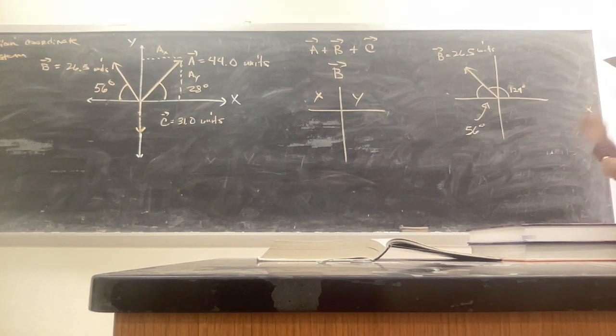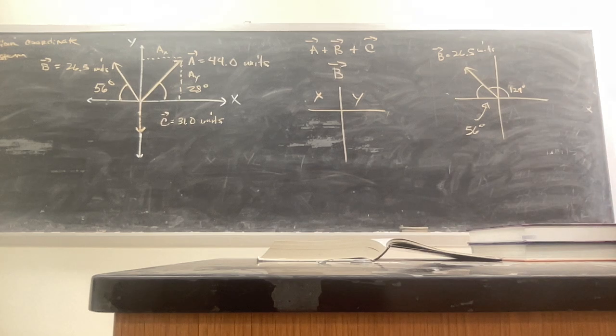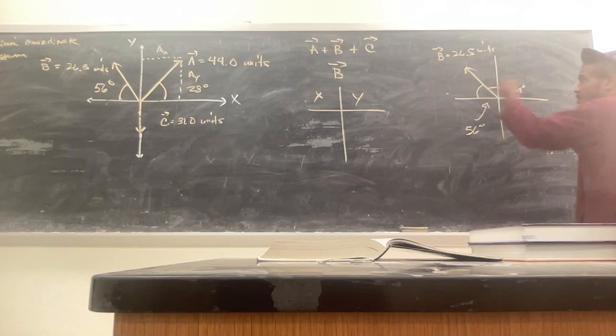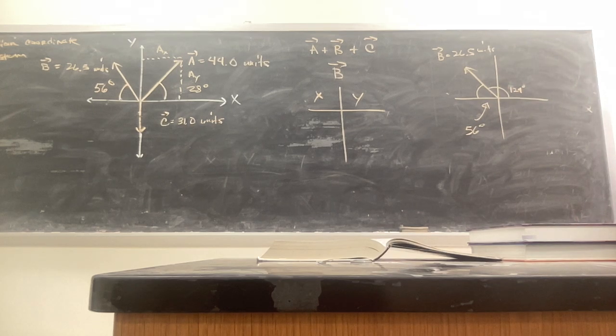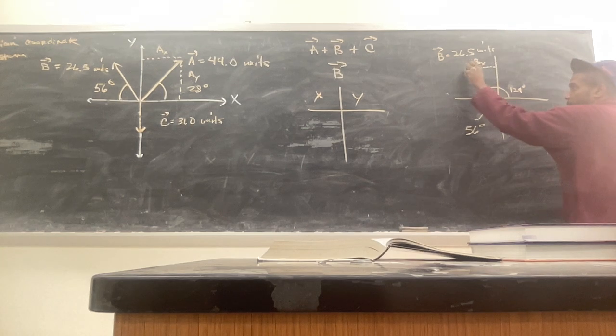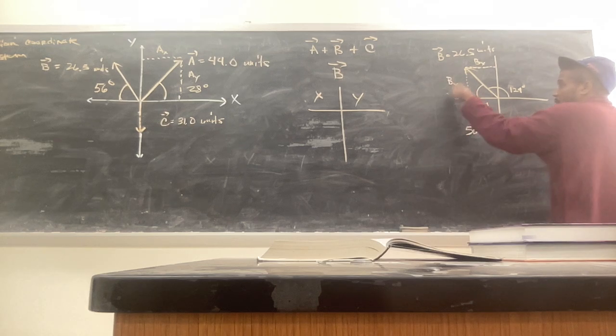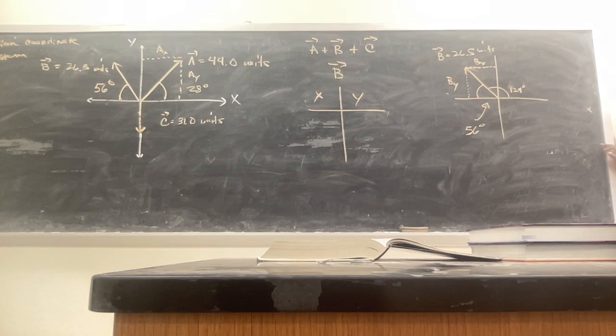Okay? So now let's get back to the components. How do we identify the components graphically, drawing on the graph? How do I identify my x component of B? Going across at the top, that's B of x. And this is B of y.